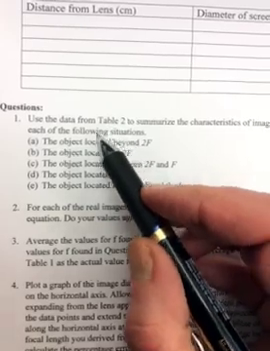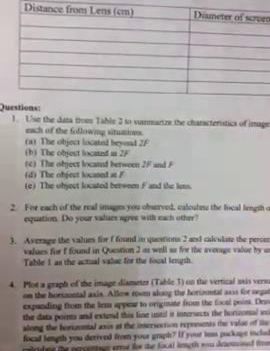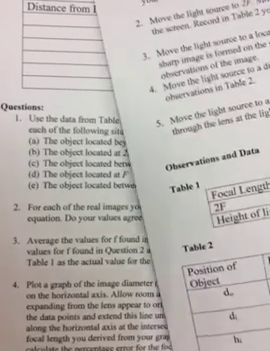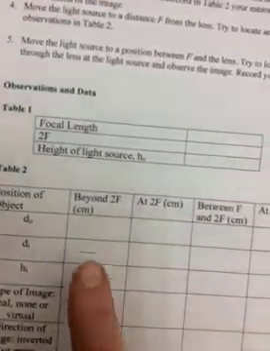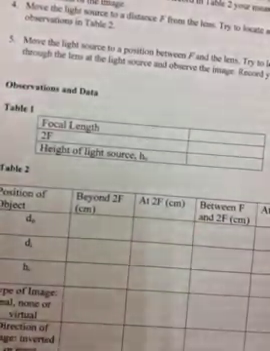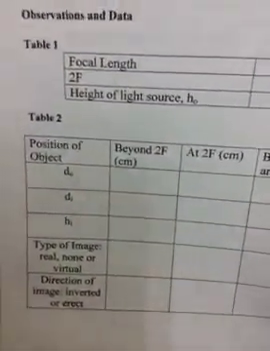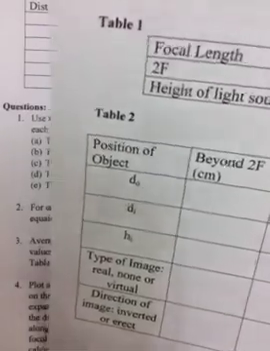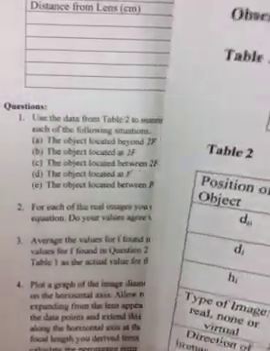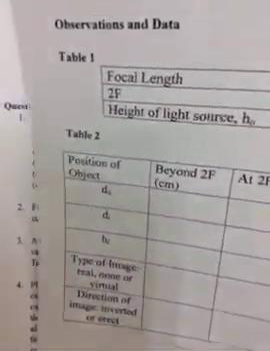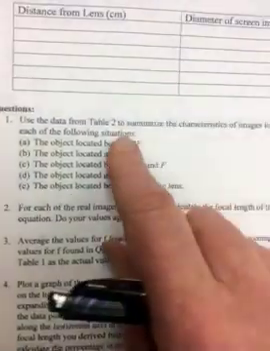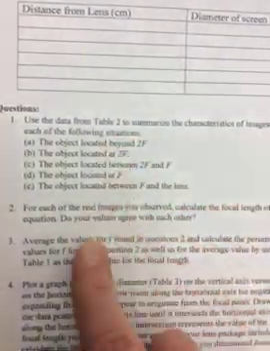So question 1 is, using table 2, summarize the characteristics of the images in each of the following cases. So here it wants the characteristics of the image that you found in each case. So was it real? Was it inverted? Was it bigger? Was it smaller? Was it between F and 2F, between F and the lens? Okay, so that's what it means by the characteristics for each of these cases.